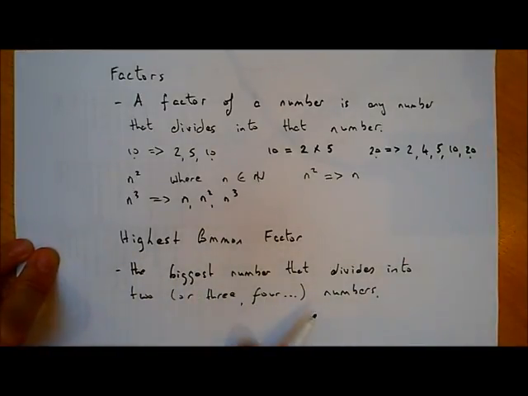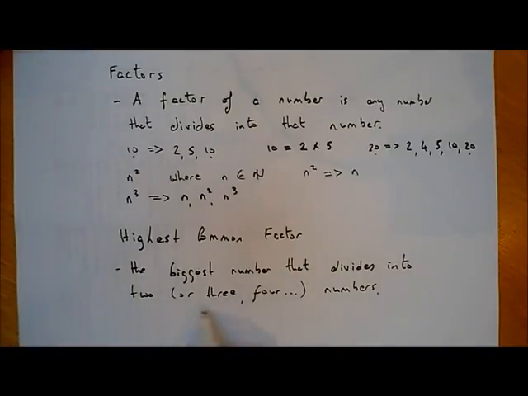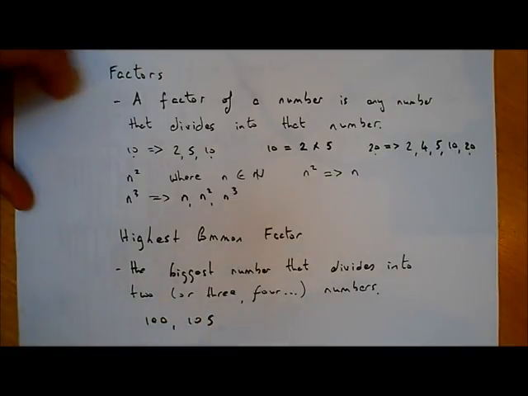You can also have this idea of the highest common factor. The highest common factor is the biggest number that divides into 2 numbers, or it could be 3 or 4 or 5 or whatever amount of different numbers. Say we take the numbers 100 and 105. What's the highest common factor of those two numbers? What's the biggest number that divides into both of them? The highest common factor, sometimes given as HCF, of 100 and 105 would be equal to 5. It's the biggest number that divides into both of them.